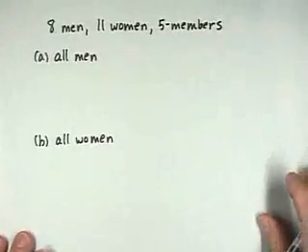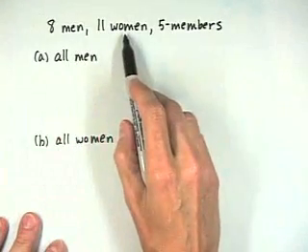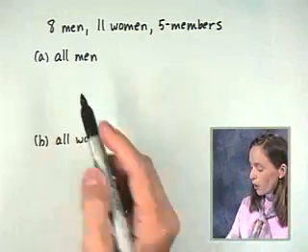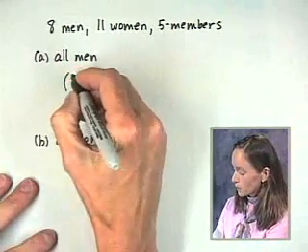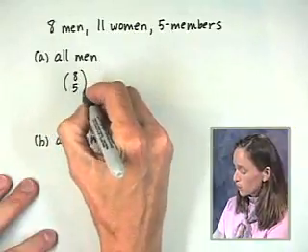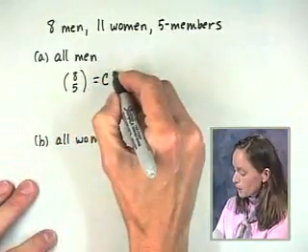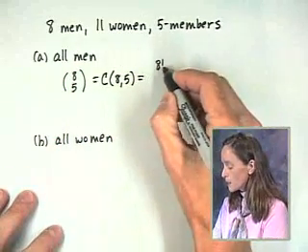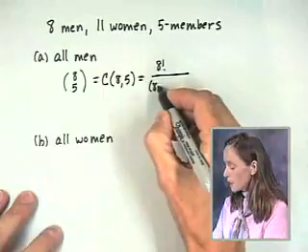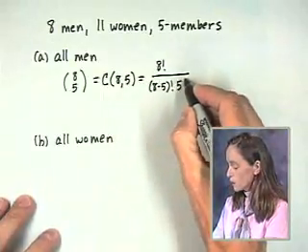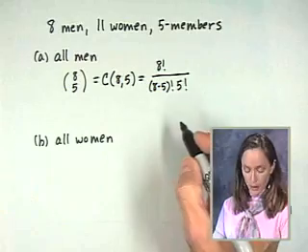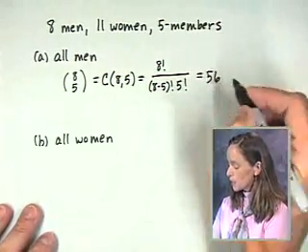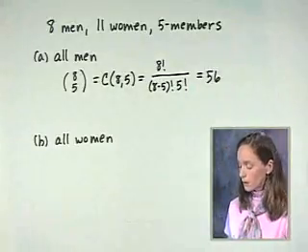Let's do part A. We have 8 men and 11 women. We want to choose 5 members for our committee. If we want it to be all men, we want to figure out, of the 8, how many ways we can choose 5. That's a combination of 8 choose 5. In the formula, that's 8 factorial over 8 minus 5 factorial times 5 factorial. That number, if you work it out, comes out to 56, and you can verify that on a graphing calculator.